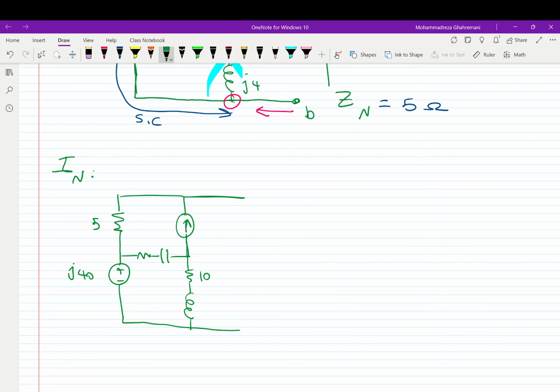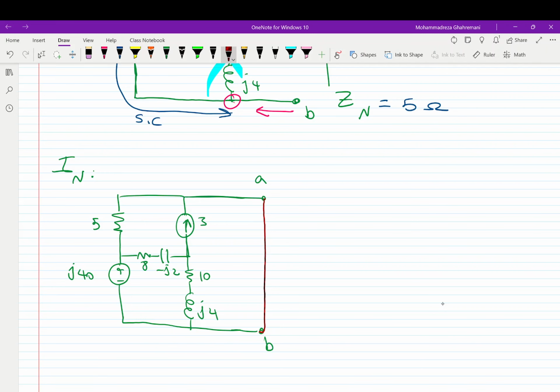The values are 10, J4, negative J2, 8, 3, and these are points A and B. Don't forget, I said because we want to find the Norton equivalent, we short circuit points A and B. And we solve it. The easiest way to solve the circuit now is using mesh analysis.